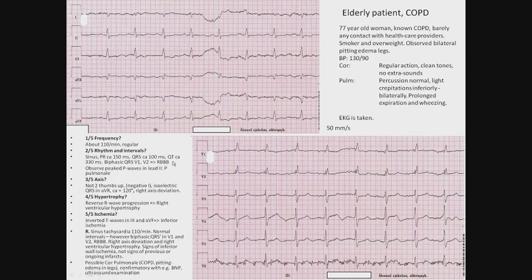So we can conclude with this being a possible cor pulmonale because of the known COPD, the pitting edema in the legs, and this peaked P wave that we see in lead 2, which is an associative finding. Now, confirmatory testing would be blood work like BNP and examinations such as echocardiography.